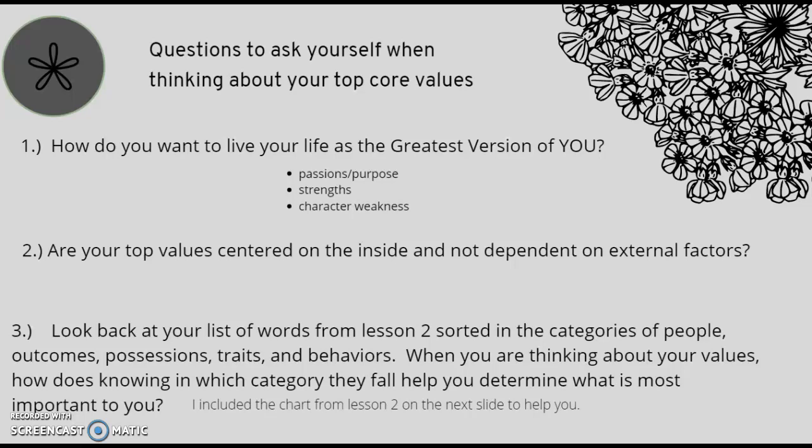In number 3, this is where you can use your answers from lesson 2. When you categorized your words into different groups, people, outcomes, possessions, traits, behaviors, I think this is really good for us to think about when I'm making my final list. Wow, I noticed that all of mine seem to be on behaviors. Not that that's a bad or a good thing. I'm not saying that. Let me be more curious about that. Do I want all my core values to be behaviors? Or what else do I need to think about here that could be related to this other core value? Just think about that.